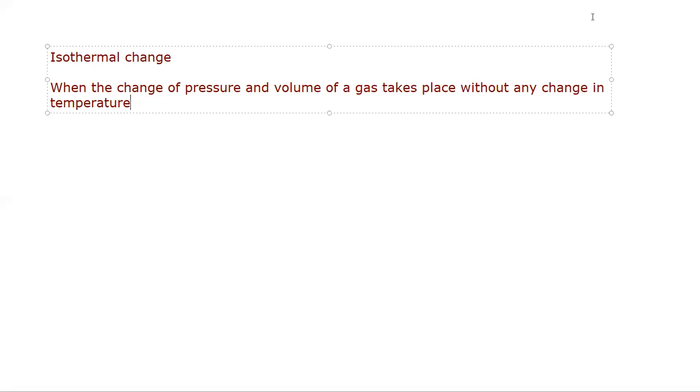very slow rate, thus allowing sufficient time for transfer of heat between the gas and the surroundings by conduction, which means that the isothermal process should be done very slowly so that there is enough time to conduct the heat so that no change in temperature takes place. There is sufficient time to transfer the heat between the gas and the surroundings so that the temperature of the gas does not rise, right? So essentially an isothermal change is a very slow process.